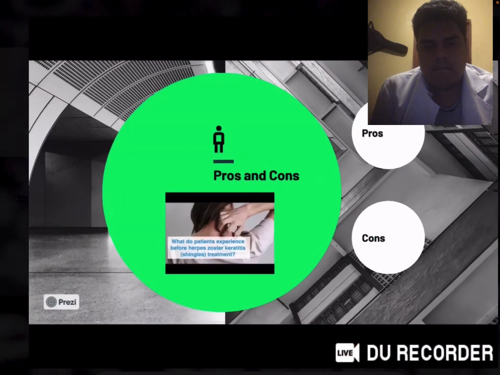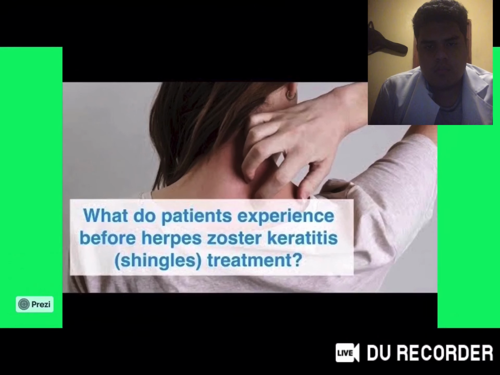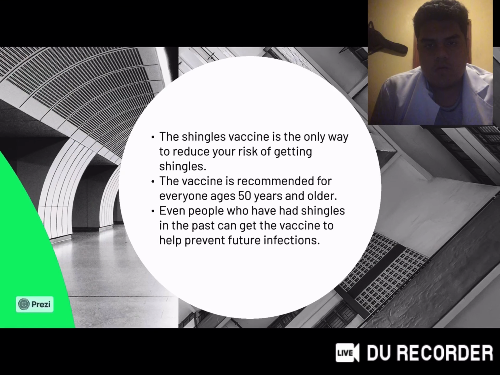Now for the pros, we have that the shingles vaccine is the only way to reduce your risk of getting shingles. The vaccine is recommended for everyone ages 50 years and older. Even people who have had shingles in the past can get the vaccine to help prevent future infections.